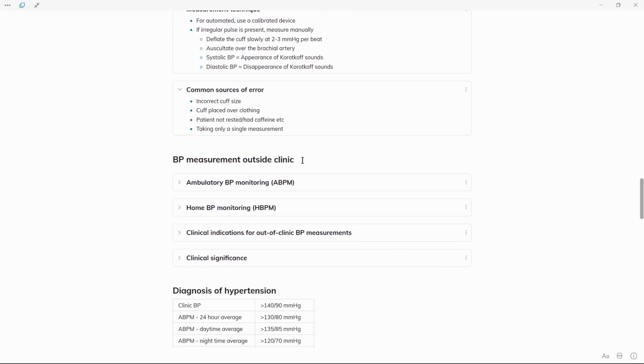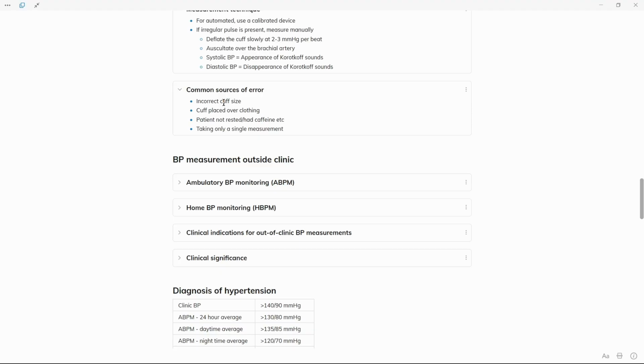The common sources of error of measuring blood pressure include incorrect cuff size, so using a cuff that's too big or too small. If the cuff is too big, it's going to squeeze the patient's arm way too tight, and if the cuff is too small, it's not going to squeeze the patient's arm at all. And so a too small cuff causes an overestimation of the patient's blood pressure, and a too large cuff causes underestimation of the patient's blood pressure.